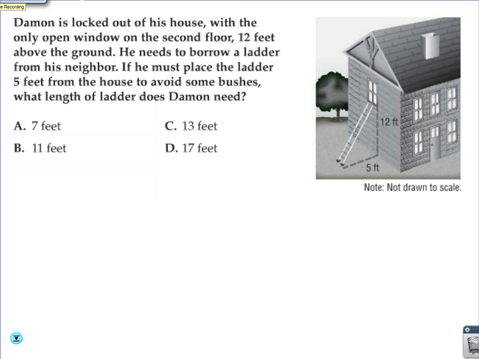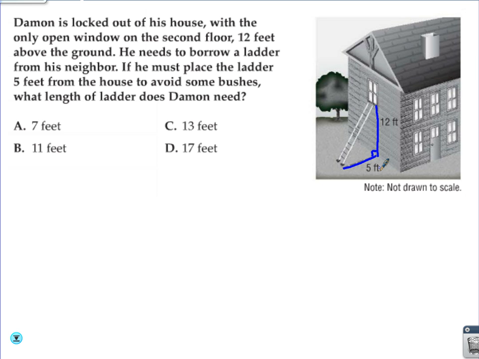Damon is locked out of his house. Been there, done that. With only one open window on the second floor. It's 12 feet above the ground. You see the drawing here. The window is 12 feet above the ground. Got a right triangle. It's a good house. He needs to borrow a ladder from the neighbor if he is going to place the ladder 5 feet. And he's got this thing figured out.